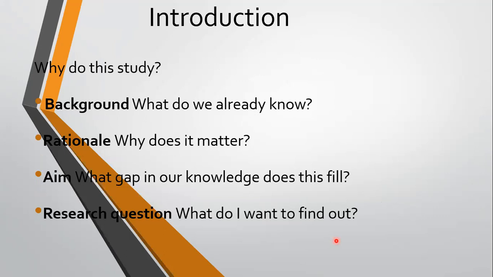So whenever we talk about the introduction, what it means is: why do we want to do this particular study? So we'll have 3-4 things that you need to keep in mind. These are the concluding remarks. The first thing is the background: what we already know about it, why it is important, what is the gap, and what I want to find. So these things are categorized as background, rationale, aim, and the research question.